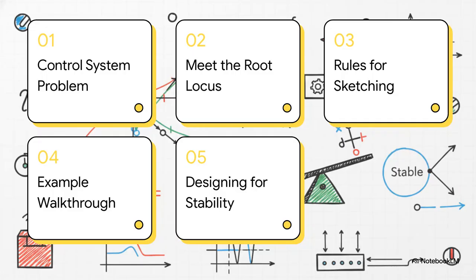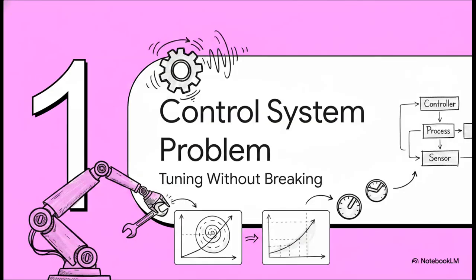We've got a really fun roadmap for today. We'll start with the core control system problem, meet our hero, the root locus, go over the sketching rules, walk through a real mathematical example, and finish up by designing for actual stability. All right, let's jump right into section 1, the control system problem.